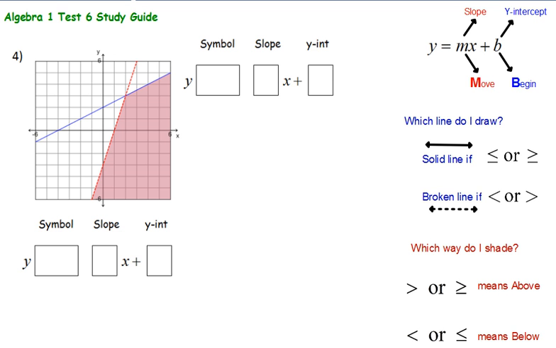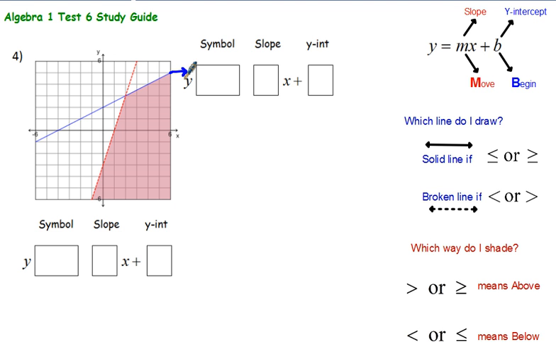So number 4 is pretty much the same thing that we just did. The only difference is it's inequalities, so there's shading. You notice that my little boxes that I had filled in here, I got a new box. My new box says symbol. What that means is I have to decide, is it going to be less than, is it going to be greater than? So I have an extra decision there. So let's take a look at this.